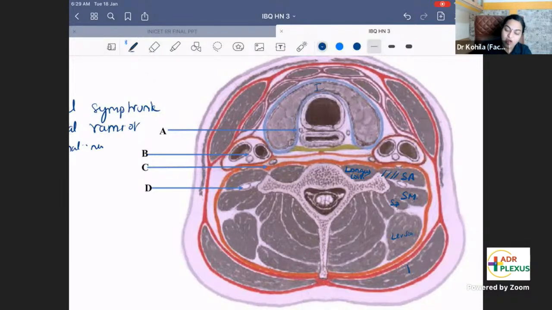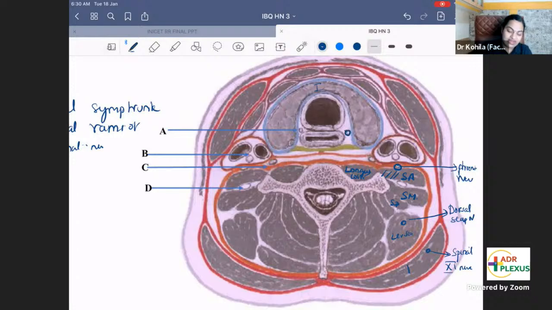Yes, on the surface, anterior to scalenus anterior. This will be phrenic nerve. Got it, guys? If you get to see a nerve running on the surface of levator scapulae, what will that be? Dorsal scapular nerve. If you get to see a nerve within trapezius, that will be spinal part of accessory nerve. Is that fine? So there are so many nerves in this picture.